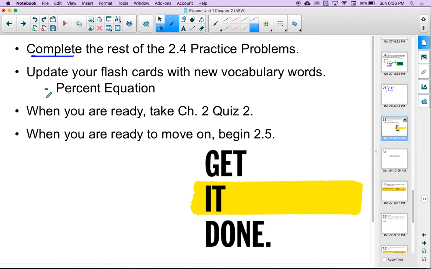When you are finished, update your flashcards. New vocab is percent equation. When you are ready, we have Chapter 2, Quiz 2, ready to go for you. And then after that, you can move on to 2.5.